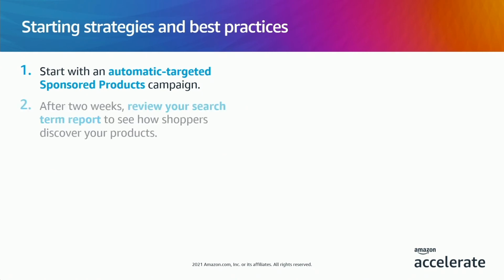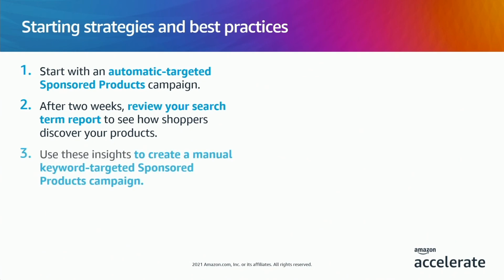You can refer to your search term report for these insights, which you can directly use in a manual targeted campaign. Identify the terms that are driving the most clicks and sales for you, and use these in a keyword targeted manual campaign. You can set the best performing terms as exact match keywords, which can help generate the most relevant traffic to your ads.